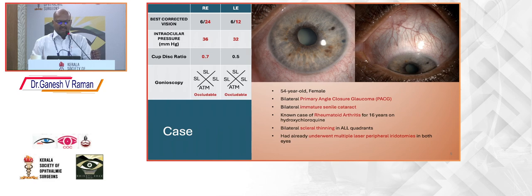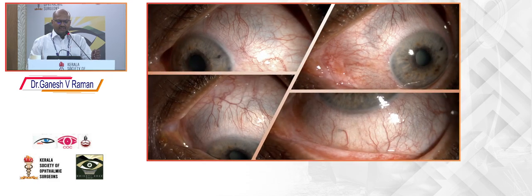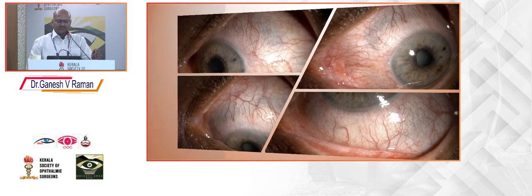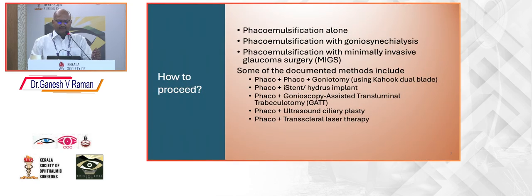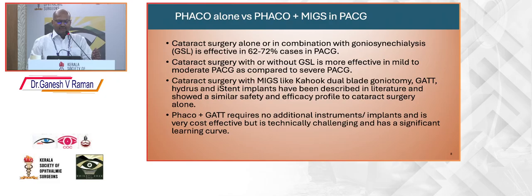So this patient has bilateral angle closure glaucoma, with 0.7 cupping in the right eye and 0.5 cupping in the left eye. Presenting pressures were 36 on 3 to 4 medications. She has rheumatoid arthritis and SLE, and has undergone multiple LPIs, and we couldn't do much for her in terms of trab, so we thought of MIGS. This is how she presented, with past history of scleritis, healed now. These were the options present to us, but we finally did a GATT with phaco for her.